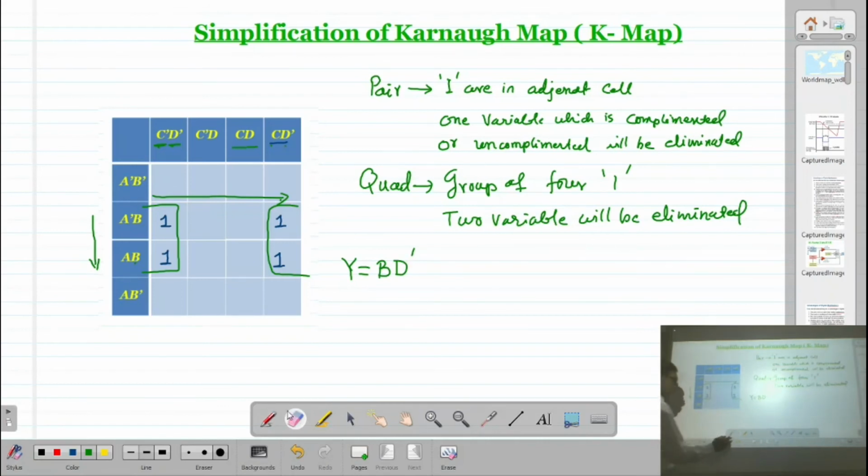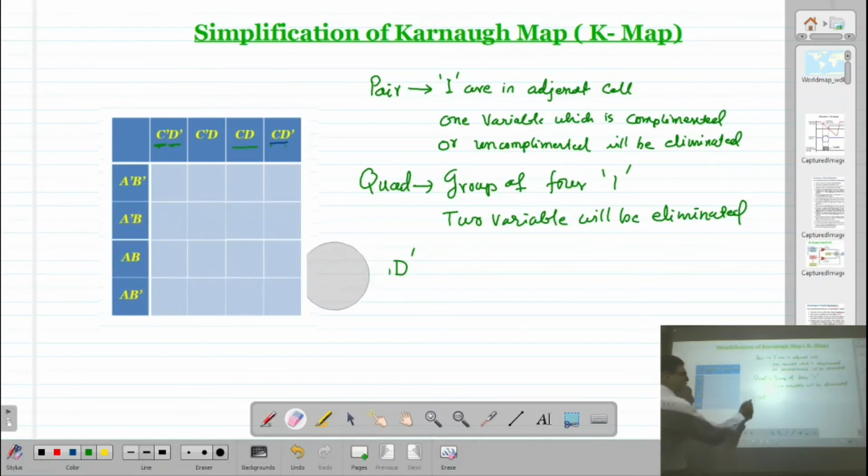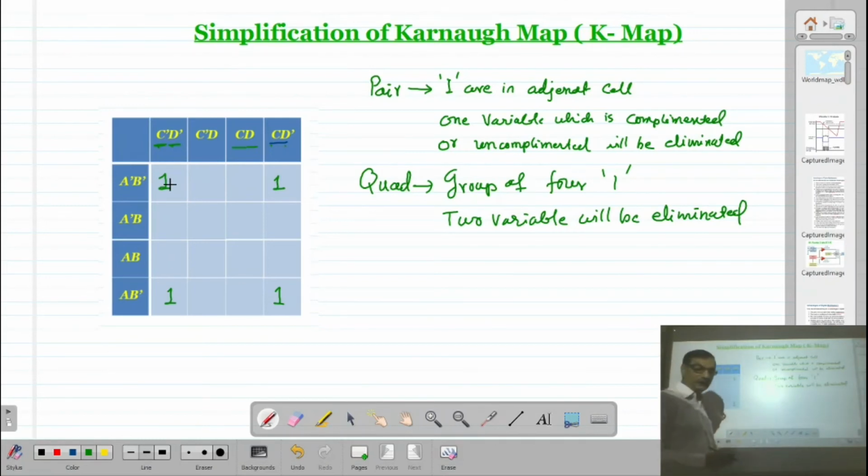In the same way, let us see one more thing. Suppose the high levels are happening in the 4 corners. Then you will find that there is no quad, there is no pair. But actually they are making a quad. So if you roll the Karnaugh map horizontally as well as vertically, then this is part of your quad.